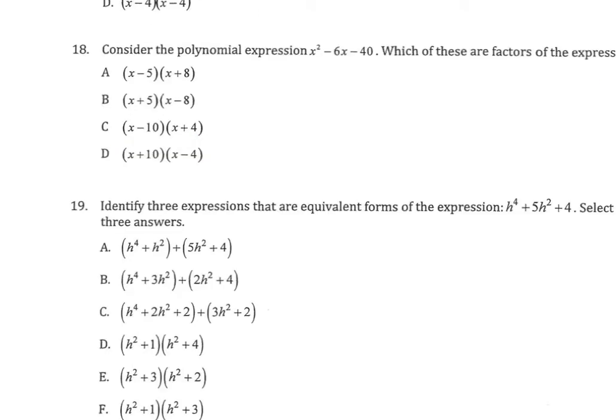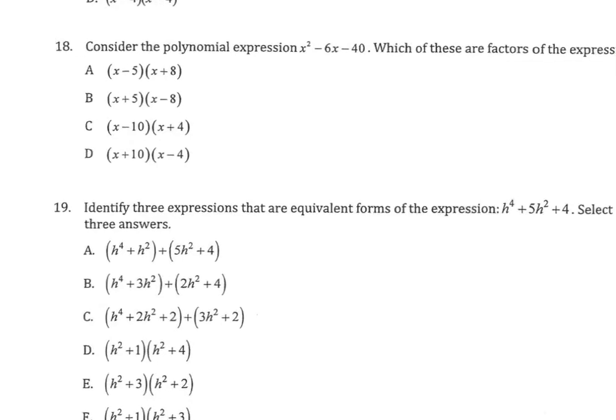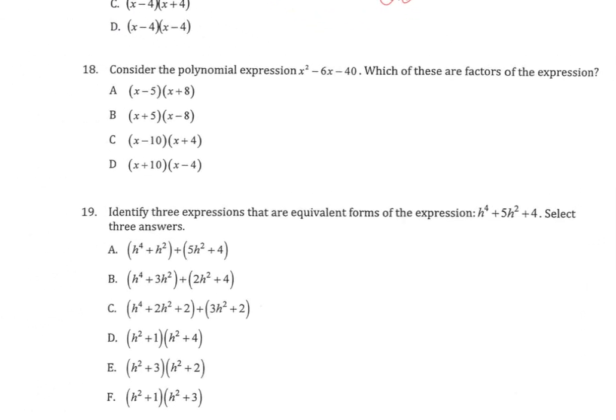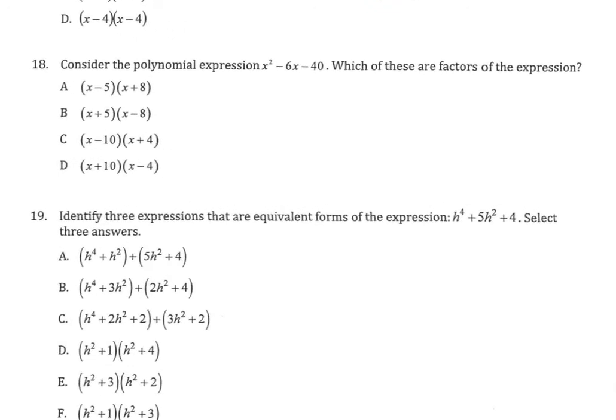In this question, we have the polynomial x squared minus 6x minus 40. Which of these are factors of the expression? So we can do the same thing here. We can find two values, let's call them A and B, whose product is negative 40 and whose sum is going to be negative 6, right?